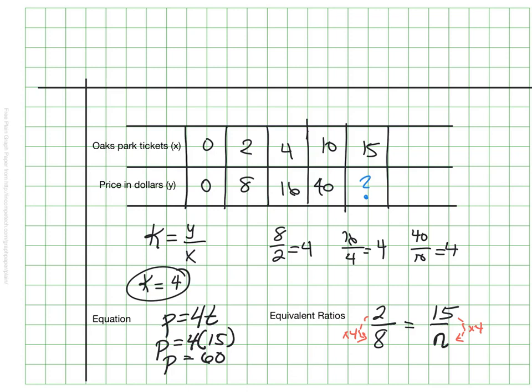But also last year, at some point, we mentioned something called the butterfly method. And that tells me that these diagonal products are equivalent. So whatever I get when I multiply 8 times 15, it's the same that I get when I multiply 2 times whatever this mysterious number is. And since 8 times 15 is 120, I think to myself, 2 times what is 120? 2 times 60. And I get the same answer again in a different way.